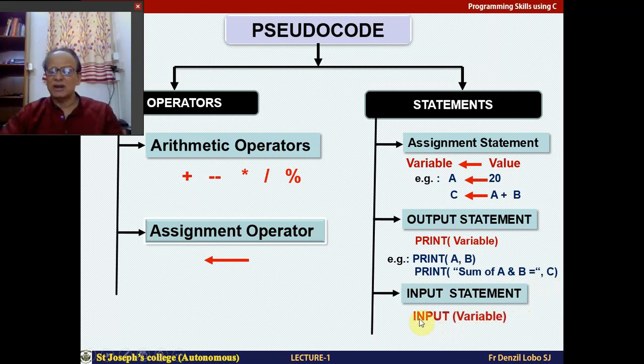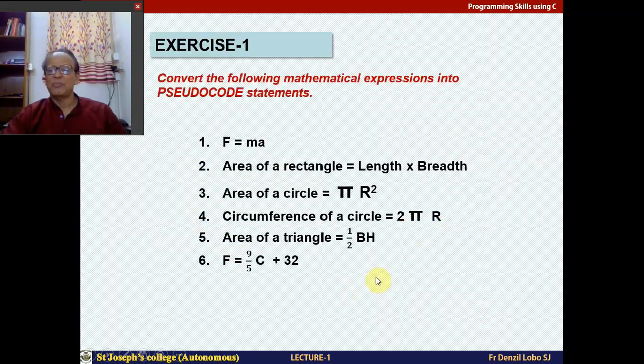For example, the syntax is input variable within brackets. Please remember, always have that bracket. Input A comma B means the computer is going to wait for me to input 2 numbers, A and B. Suppose I enter 10, it will go into A, 20, it will go into B. So this is how we input numbers or alphanumeric data into various variables. So these are the operators, the verbs of my computer language that tell us what to do. And these are the statements based on these operators: assignment statement, output statement and input statement.